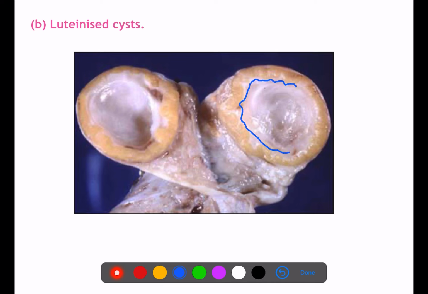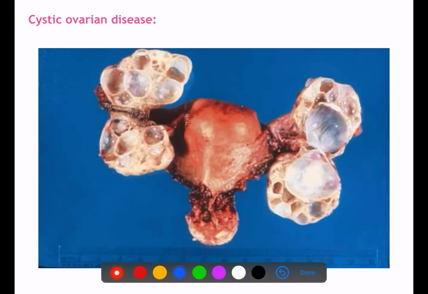This corpus luteum cyst is characterized by a thick wall, opposite to the structure of the follicle. The follicle contains a thin wall of cyst, but the corpus luteum is composed of a thick wall. This thick wall is composed of granulosa cells. These granulosa cells produce progesterone, so it is a functional cyst. It affects fertility.